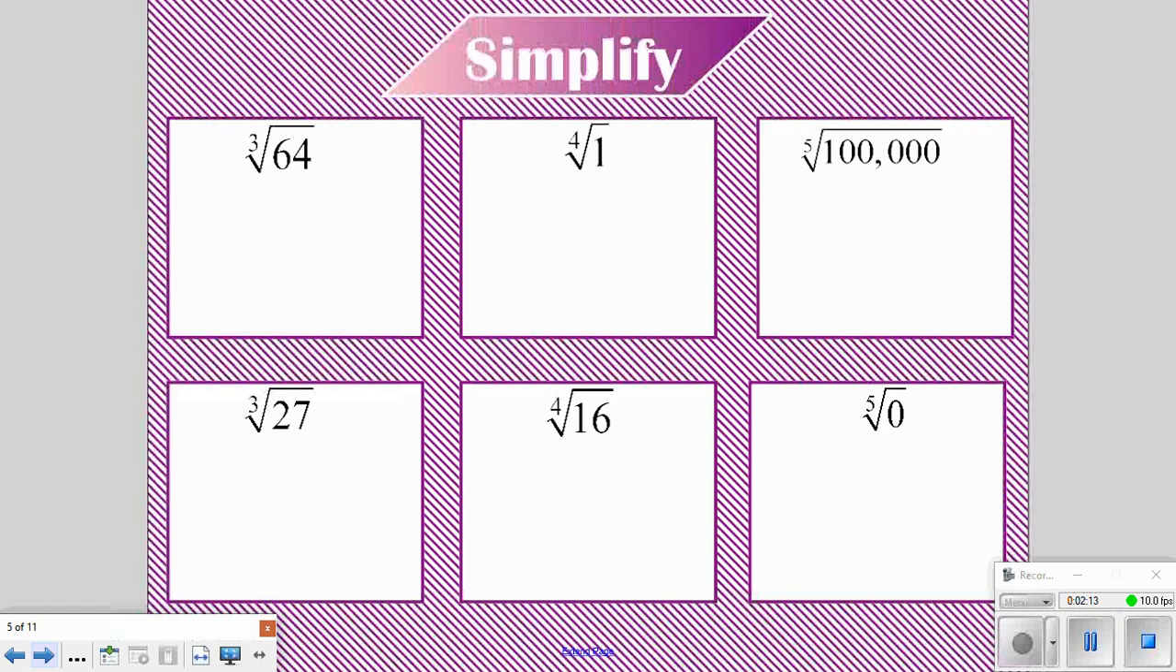The cube root of 64 is going to be 4. The fourth root of 1 is 1. The fifth root of 100,000 is going to be 10. The third root of 27 is going to be 3. The fourth root of 16 is 2. And the fifth root of 0 is 0.